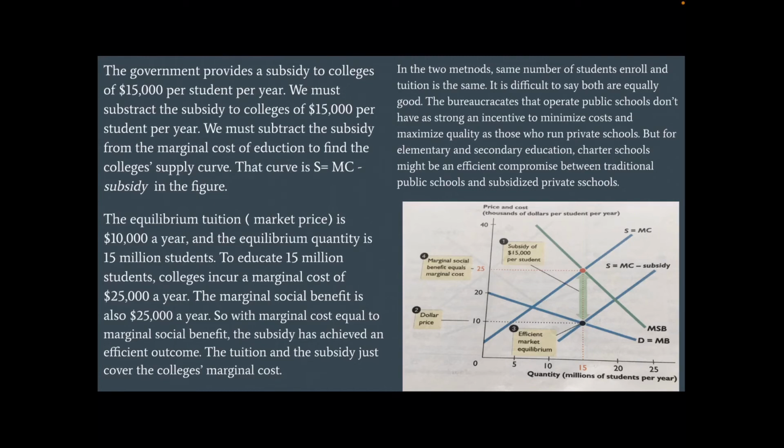To educate 15 million students, colleges incur a marginal cost of $25,000 a year. Marginal social benefit is also $25,000 a year. So with marginal cost equal to marginal social benefit, the subsidy has achieved an efficient outcome. The tuition and the subsidy just cover the college's marginal cost. In the two methods, the same number of students enroll and tuition is the same. It is difficult to say both are equally good.